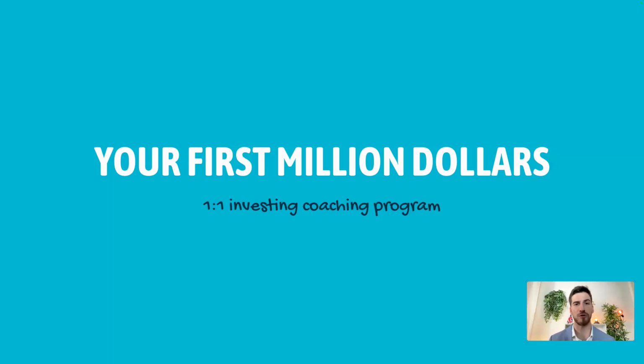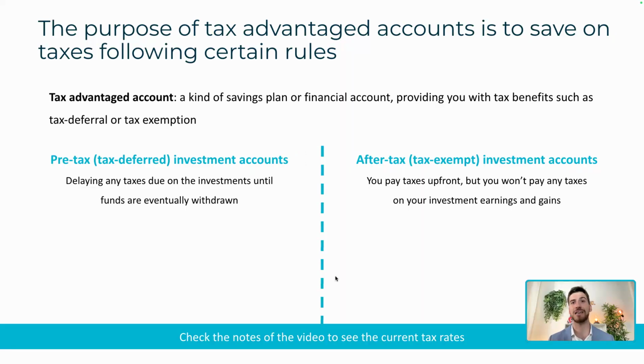Today we deep dive more on the taxation topics and we are going to look at how to use any tax advantaged account. And to do that, we need first to understand what these tax advantaged accounts are about. So the purpose of a tax advantaged account is to save on taxes following certain restrictions, certain rules. A tax advantaged account is a kind of saving plan or financial account providing you with tax benefits such as tax deferral or tax exemption.